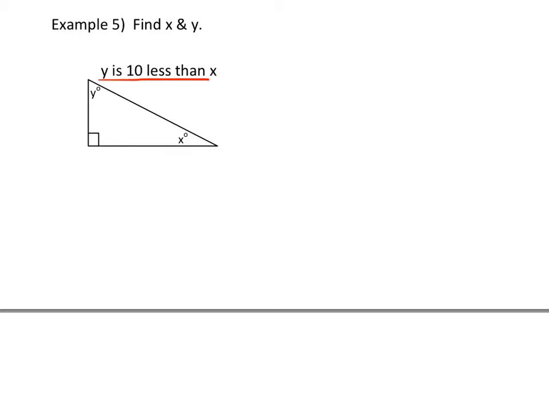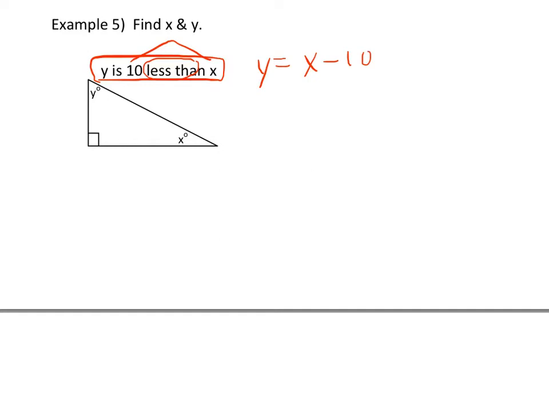Our first equation is right here. So this changes to y. Is means equals 10 less than. Now less than is a switcheroo. So 10 less than means we should change the order of the 10 and the x and say x minus 10. So for example, 10 less than 12 is 2.